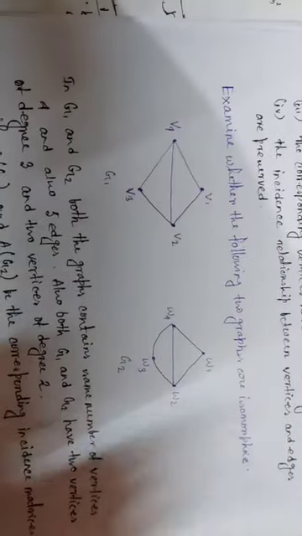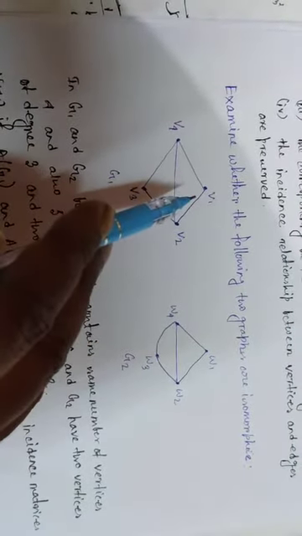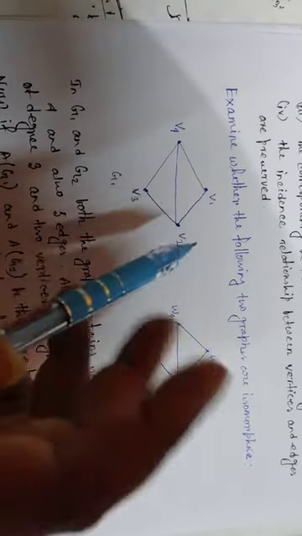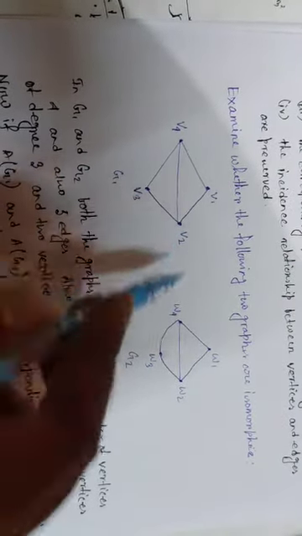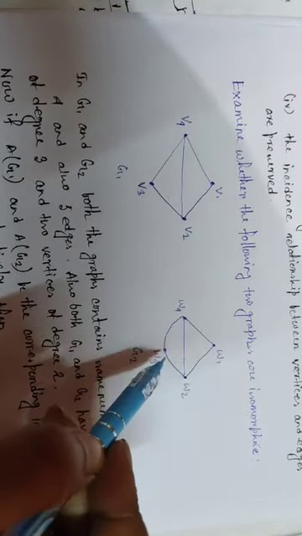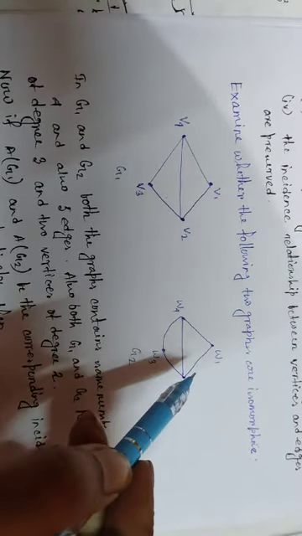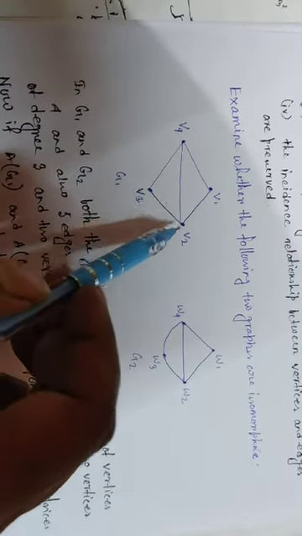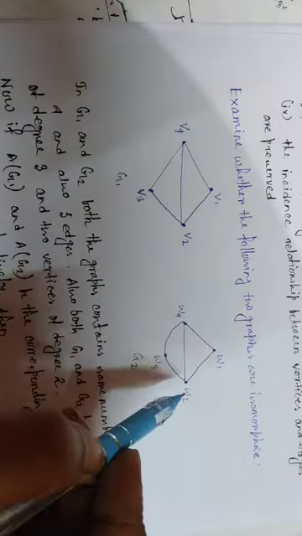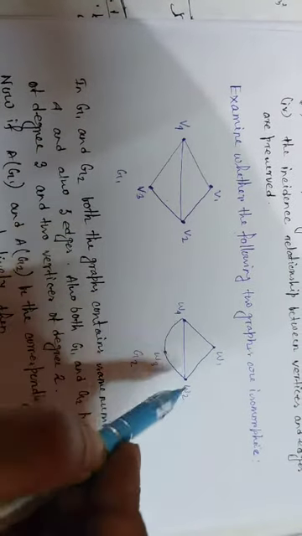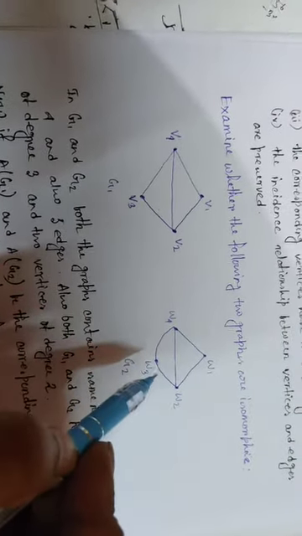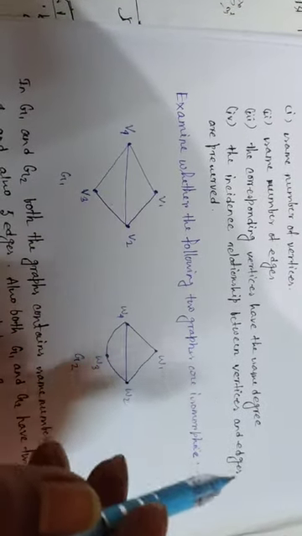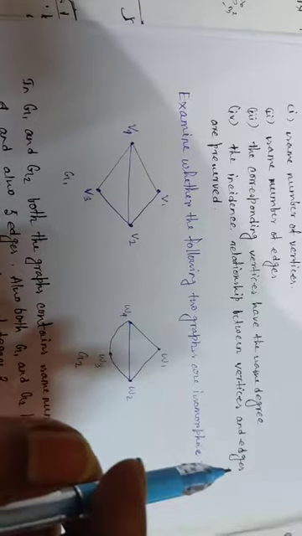Now if we follow here, we get V1 and V3, two vertices whose degree is 2. Also here W1 and W3 have degree 2, and correspondingly the degree of the vertices V2 and V4 is 3, and W2 and W4 are also 3. So the first three conditions are satisfied. Now we check the incidence relationship between vertices and edges.